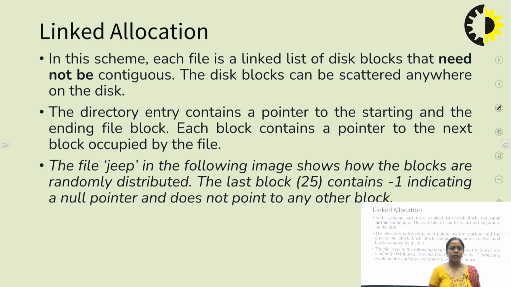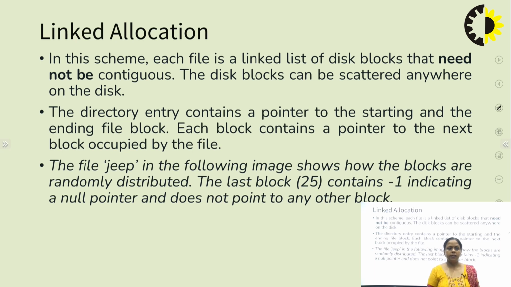Now, next is linked allocation. We have something like a linked list. In this scheme, each file is a linked list of blocks that need not be contiguous. So this is a type of non-contiguous memory allocation. The disk blocks can be scattered anywhere on the disk. The directory entry contains a pointer to the starting and ending file block.